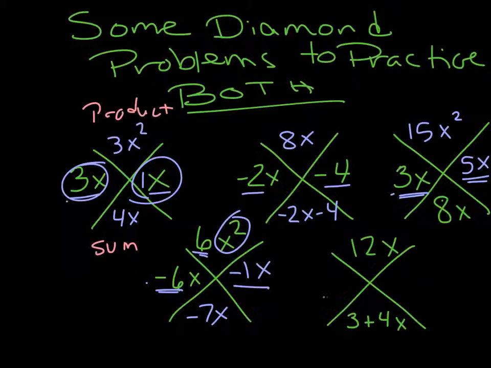And then last, I need two numbers so that when I add them, I get 3 plus 4x. Well, guess what? They're not like terms, so one of them is a 3 and one of them is a 4x, because I would not have been able to add them. And then when you multiply them, 3 times 4 is 12, and there's only one x, so it is 12x.